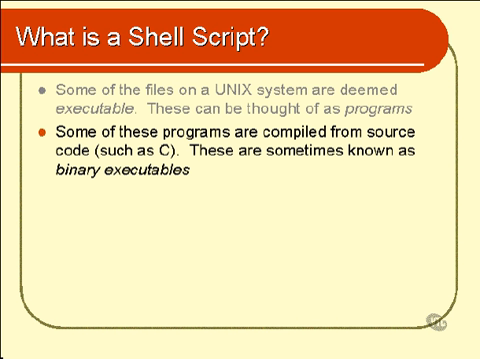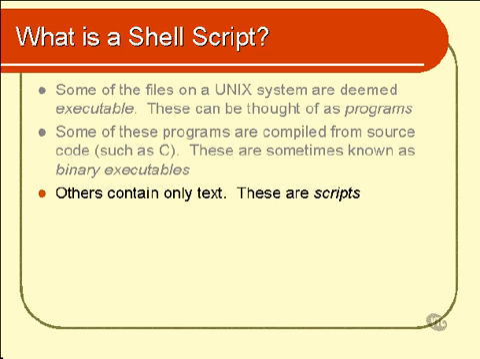Now, the other sort of program are the ones that are not compiled from source code. These are called scripts. These are, of course, fully humanly readable in that the files themselves contain only text. They contain the commands to be executed. Of all the programs in the world, there are two different types, scripts and binary executables.